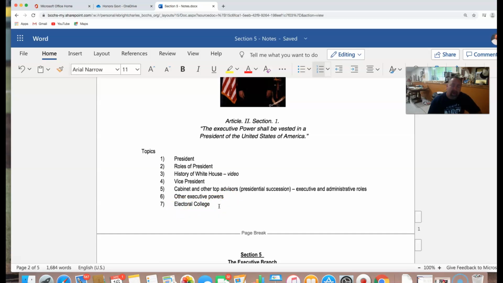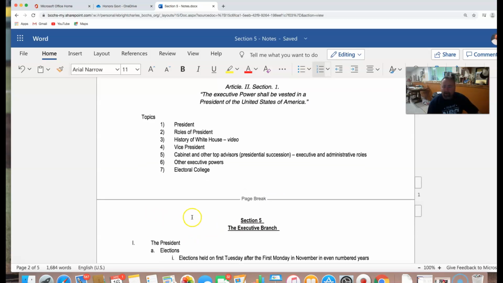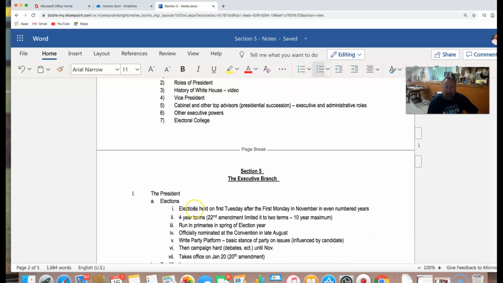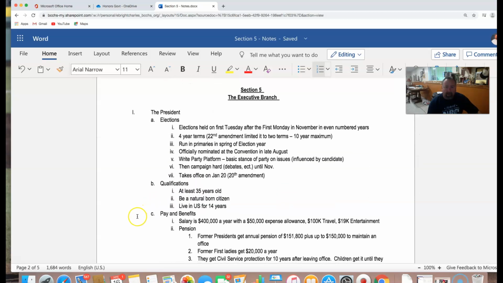Some of their powers of the executive, and then the Electoral College to wrap things up, and how we elect the president. Here's some pretty interesting stuff. It's not real heavy, not real difficult to understand, but some of it's interesting, some of it you already know, and so forth. Okay, so I'm going to jump right in here and get going on Section 5 notes.